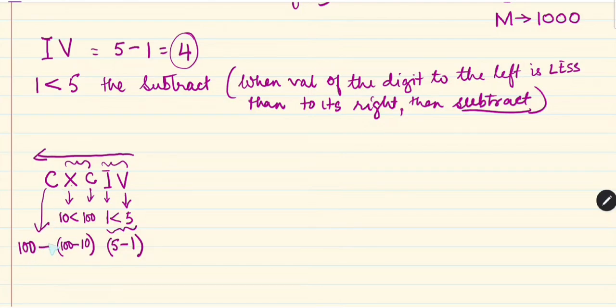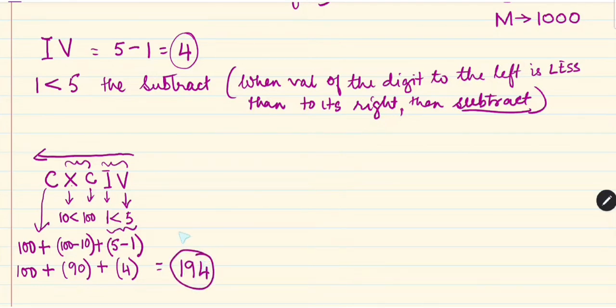All right. So now we will just go ahead and add them, and do the subtraction within the bracket. So we have 100 plus 100 minus 10 is 90, plus 5 minus 1 is 4. That gives us 194. And that's the answer. So the decimal equivalent of CXCIV is 194. All right. So this is how you should be going about doing the conversion.